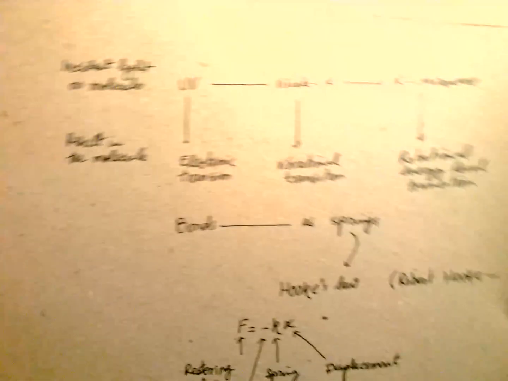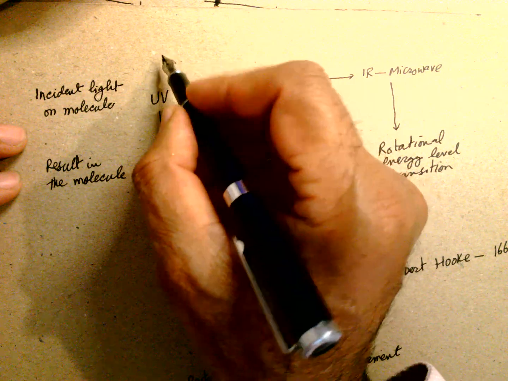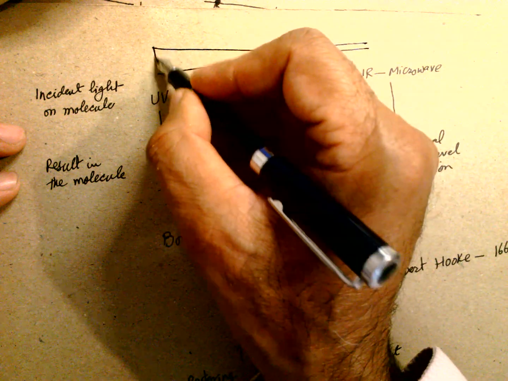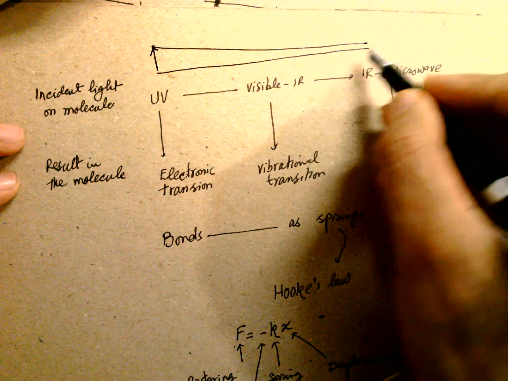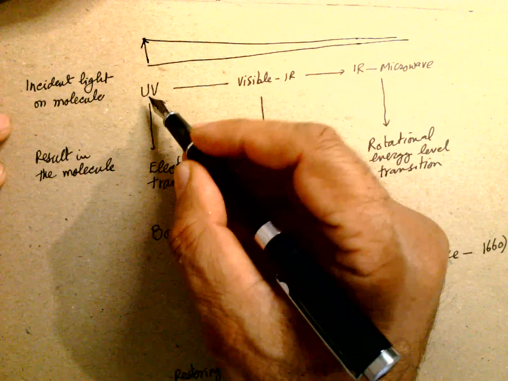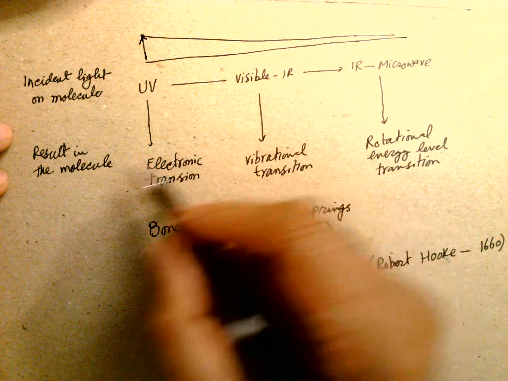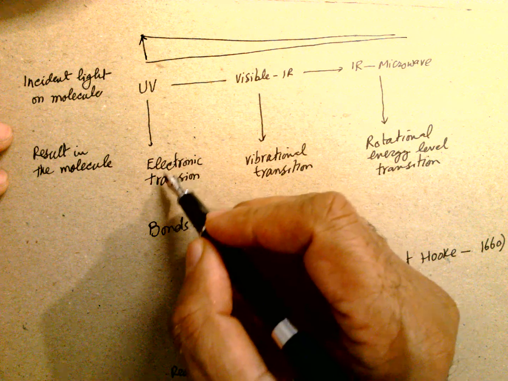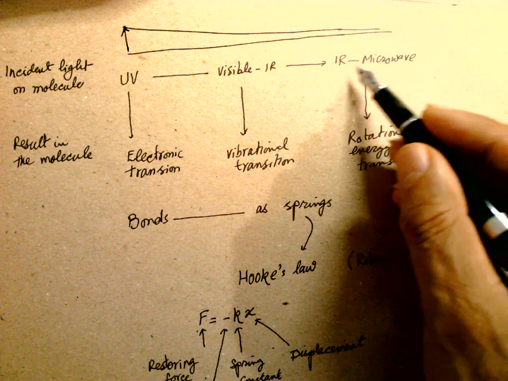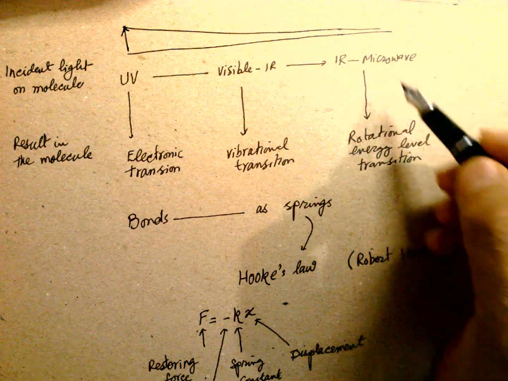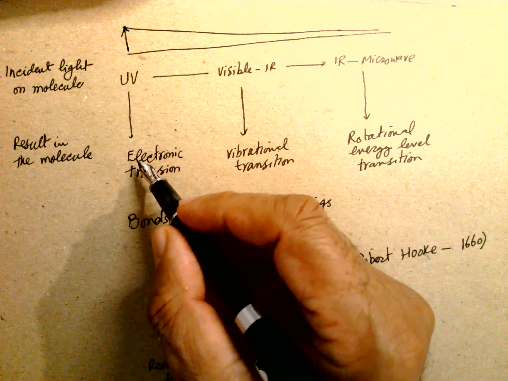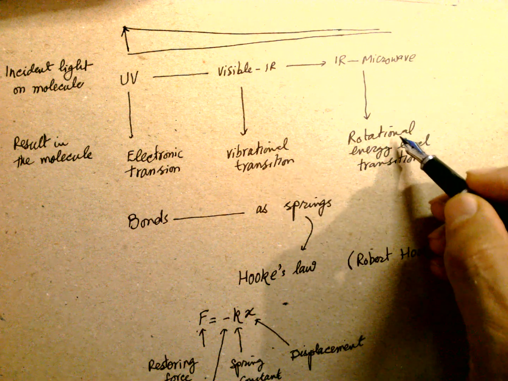So, incident light. This is the energy E, and as it goes in this direction, the energy is reducing. If you shine UV light, the result in the molecule will be electronic transitions; visible and IR cause vibrational transitions; and IR to microwave cause rotational energy level transitions. So there are different transitions: electronic, vibrational, and rotational.